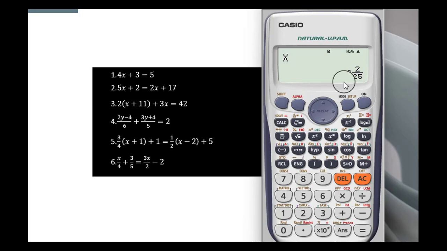I hope this video was quite clear, and from now onwards you can use your calculator to solve linear equations with ease.